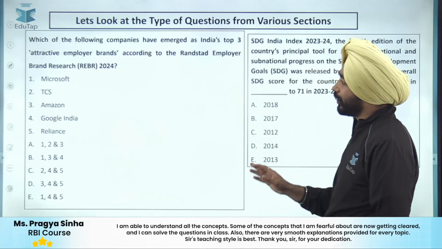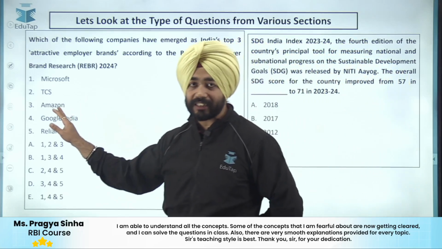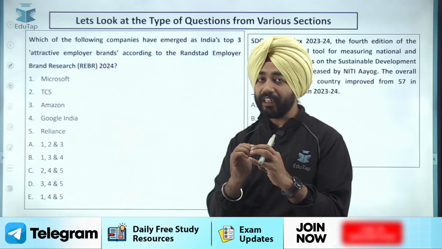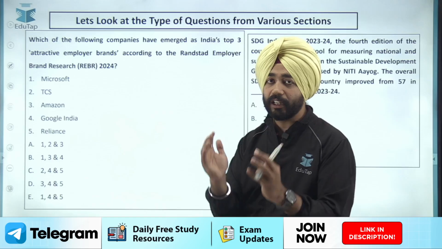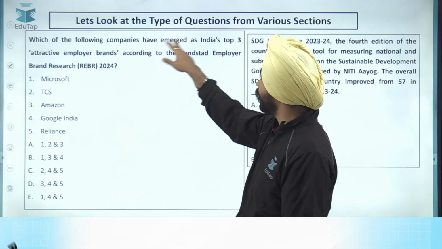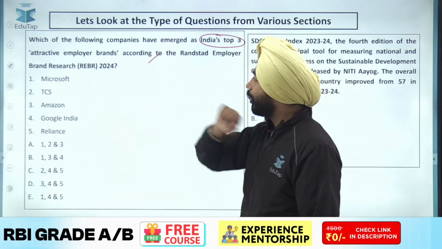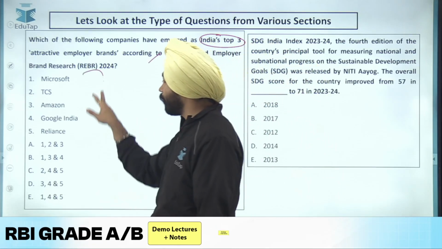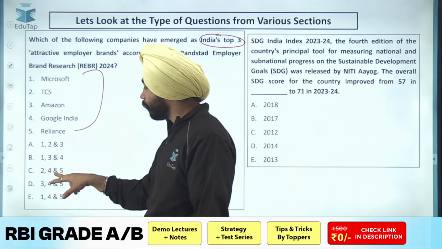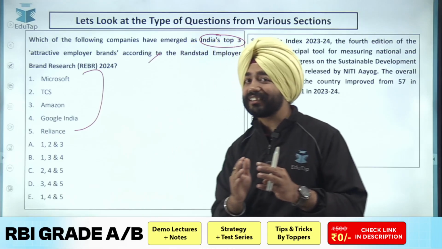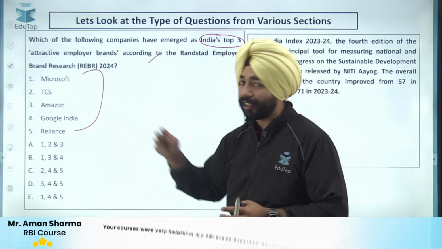Again, if you look at the question here, the level of question they are asking is not an easy one. Here, you have to be really thorough. Look at the question. Which of the following companies have emerged as India's top 3 attractive employer brands according to the Randstad Employer Brand Research Report? And they have given you 5 options, and then combinations of 1, 2, and 3; 1, 3, and 4; 2, 4, and 5. Which means it's not a simple question, which are the top 3.